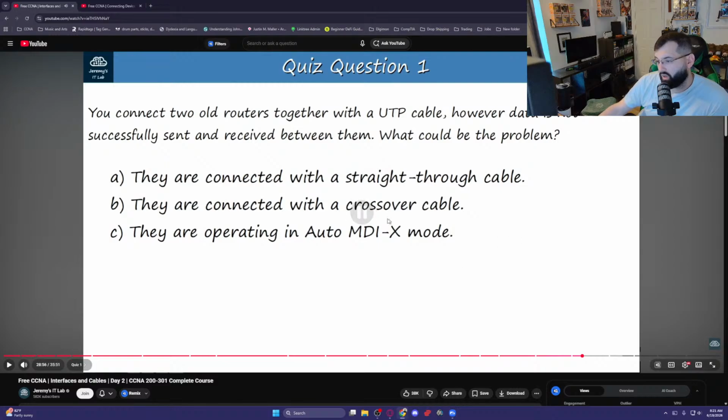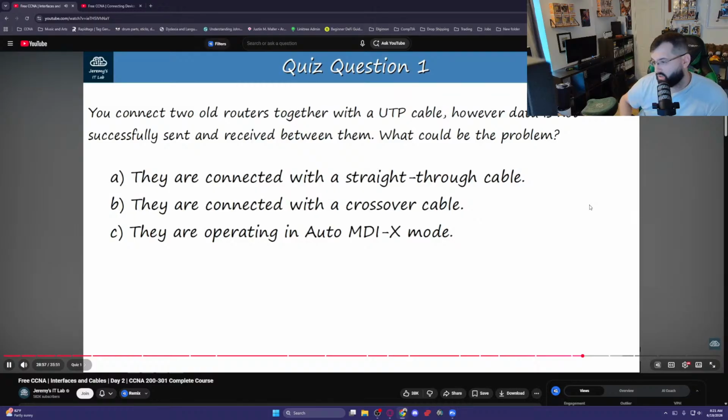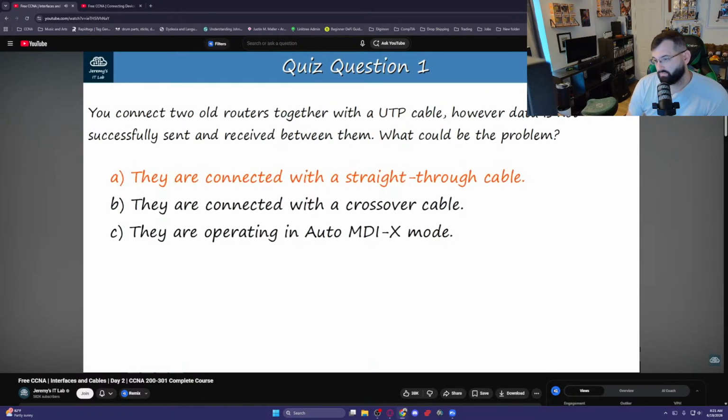So he said auto MDIX. That's newer, but he said it was older. It's going to need a crossover because they're the same device. Since they're the same device, they can't have a straight-through. Straight-through has to do with the wires in the copper cables, how it transmits data, and the port that it's going into. The answer is A. They are connected with a straight-through cable.